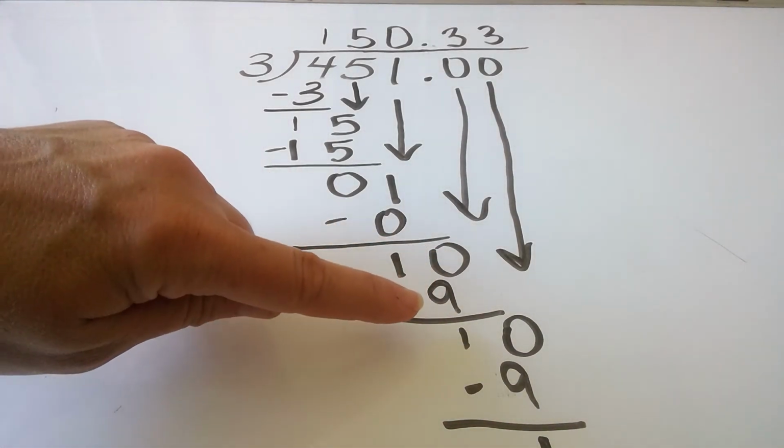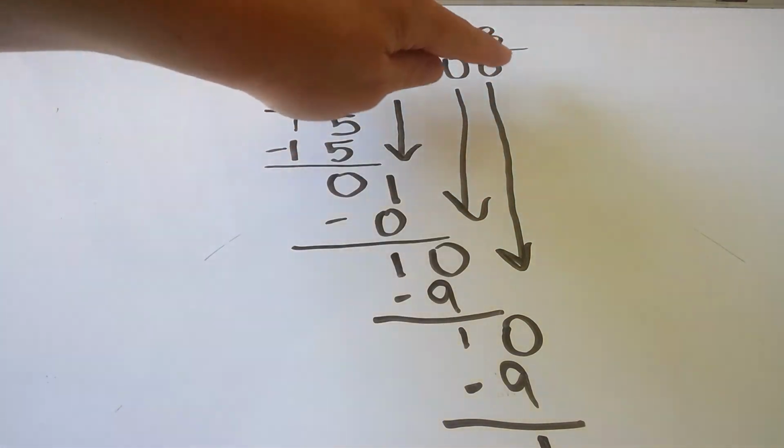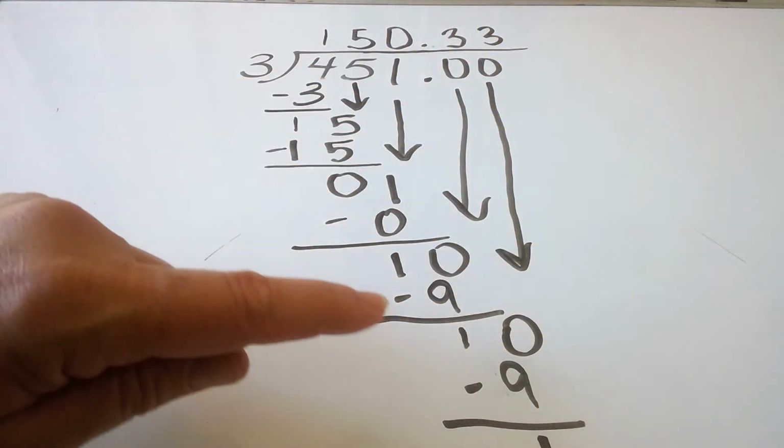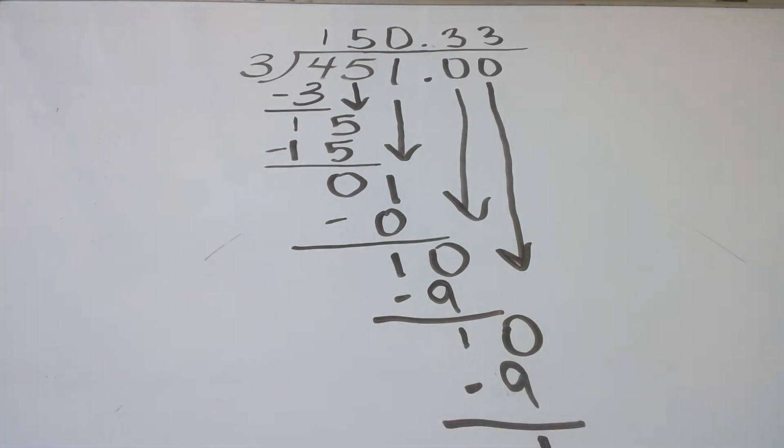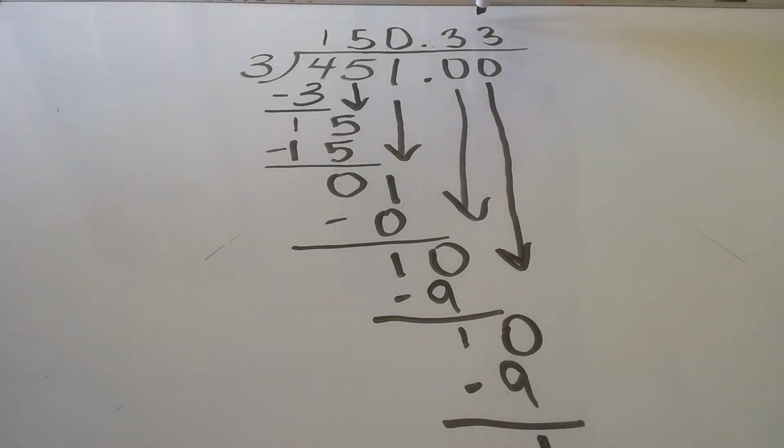We could keep going, but you'll notice that if we keep going, we are going to continue to get 10 minus 9 is 1. And if we add another 0 here, we're going to continue to get 10 minus 9 is 1. So this is going to be a repeating number. If we keep adding zeros, we're going to keep continuing to have 3's on top. And that means it's a 3 with a line on top, which means it's a repeating decimal. So our answer is 150 and 33 hundredths, which would repeat.